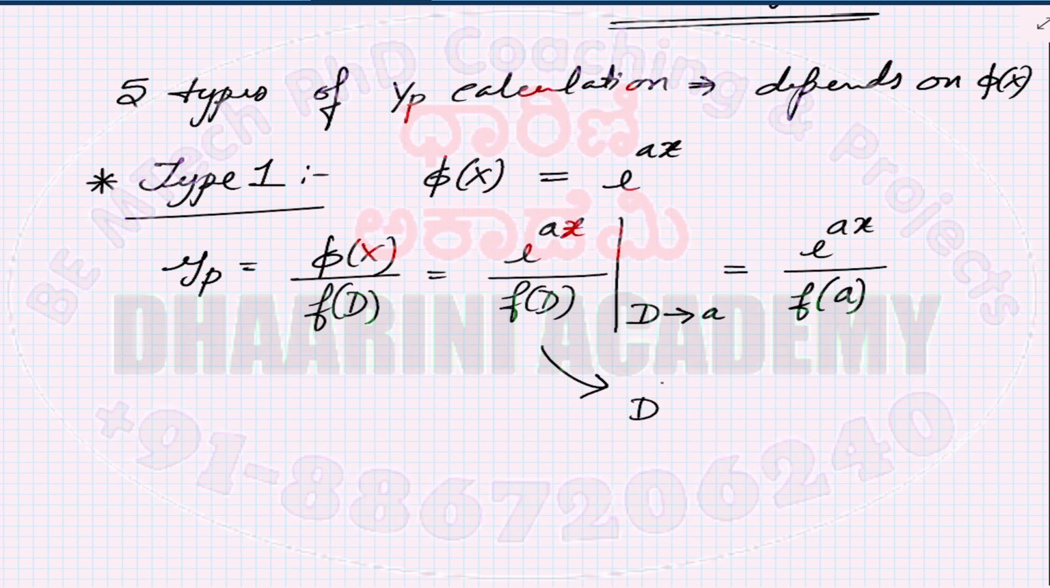Thus f of D could be D squared minus 2D plus 1. Let's assume f of D is the denominator, and let's say that a is e to the power x. Here a is 1, so what I do is replace this D squared by 1. This is 1 minus 2 plus 1, right? What happened? You see that the denominator becomes equal to 0.